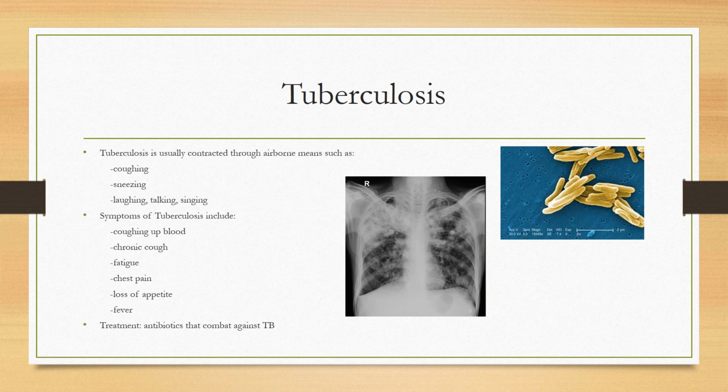Tuberculosis is the next bacterial pathogen that we will be talking about. Tuberculosis is usually contracted through airborne means, such as the nasty ones like coughing and sneezing, but can also be contracted through simple tasks such as laughing, talking, and singing. Symptoms of tuberculosis include coughing up blood, chronic cough, fatigue, chest pain, loss of appetite, and fever. Not very fun. Treatments include antibiotics that combat against TB or tuberculosis.